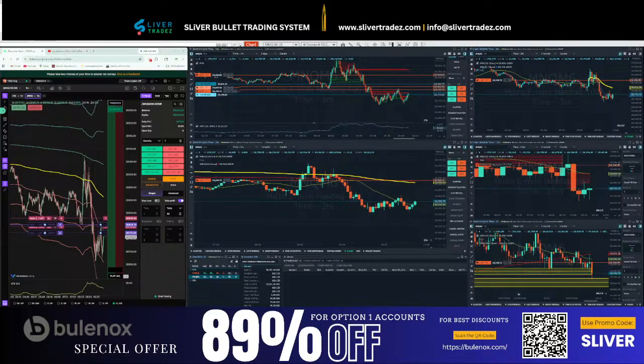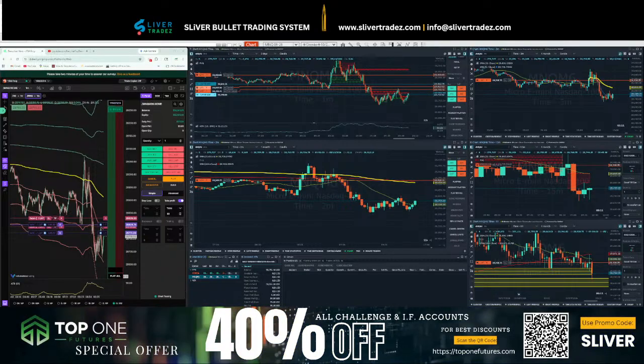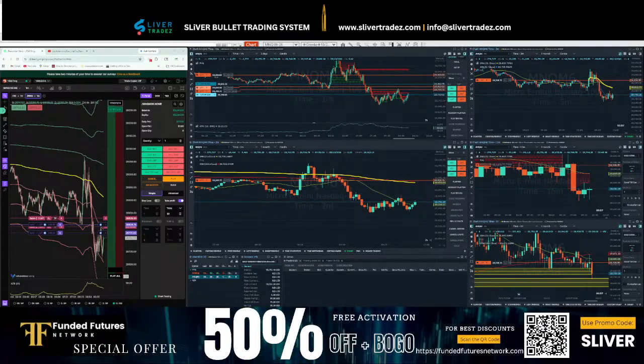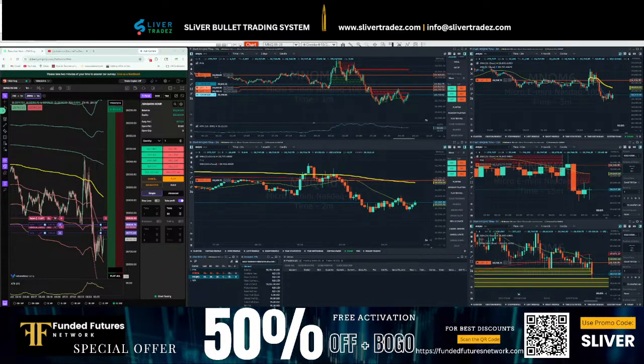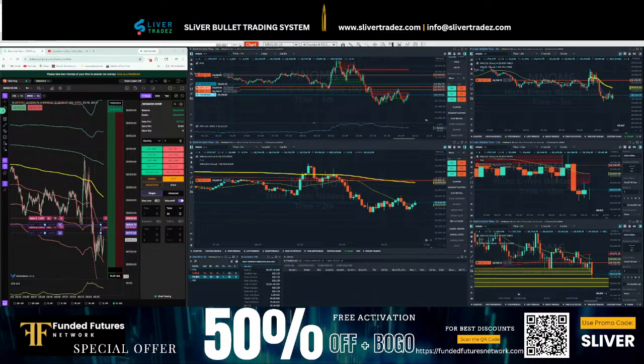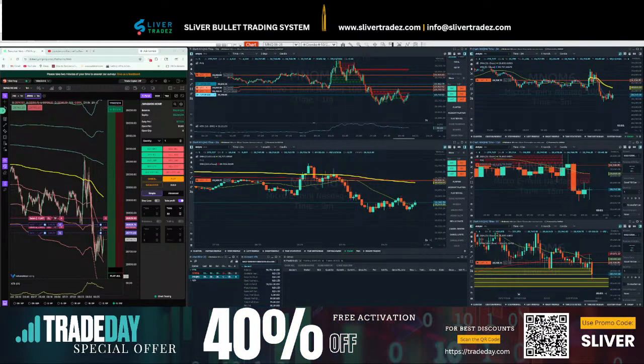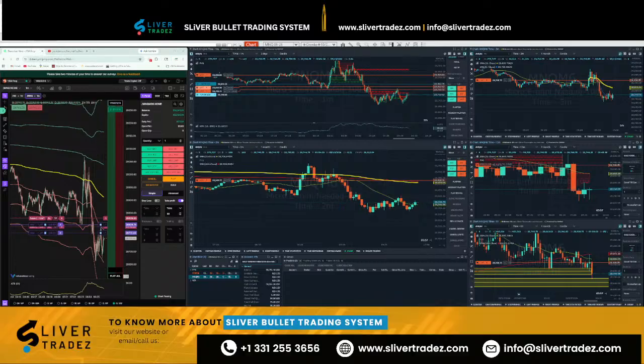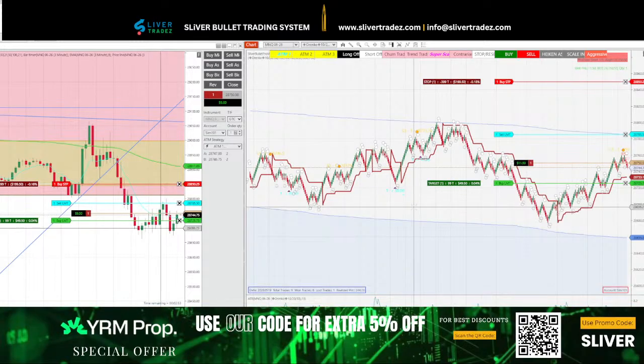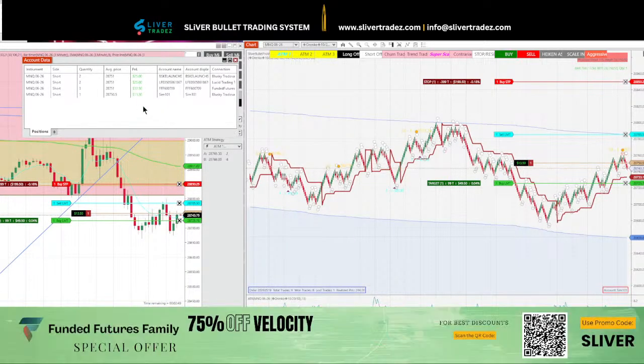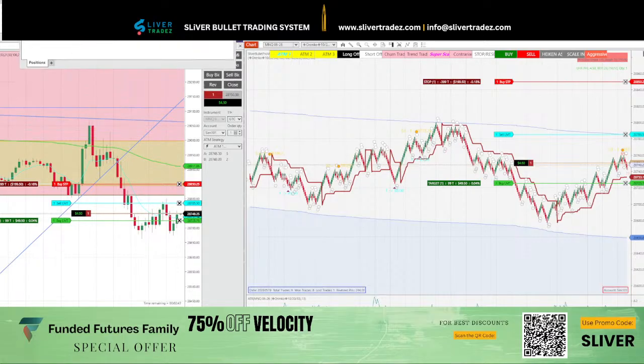Another will get added. So I copy traded this trade into three different accounts. Yeah, I'm showing the wrong screen again. So here, this trade has been taken and I have copy traded it into three different accounts.